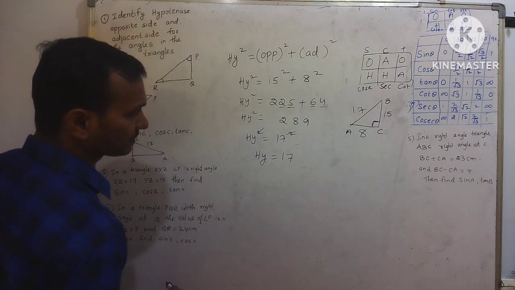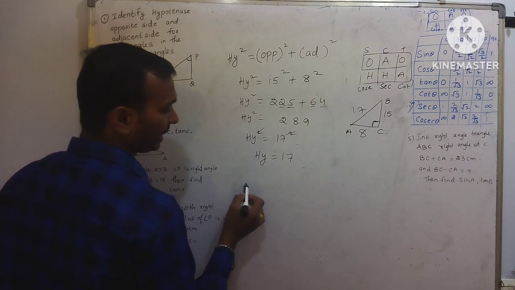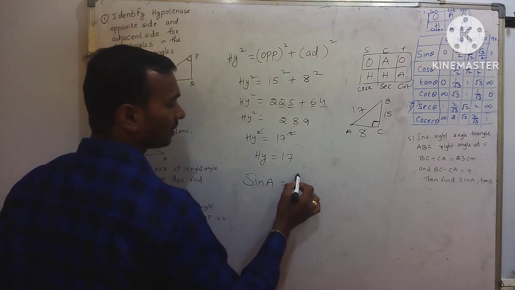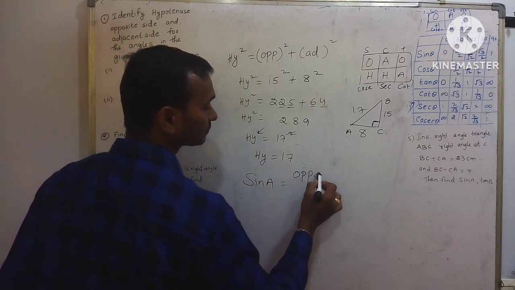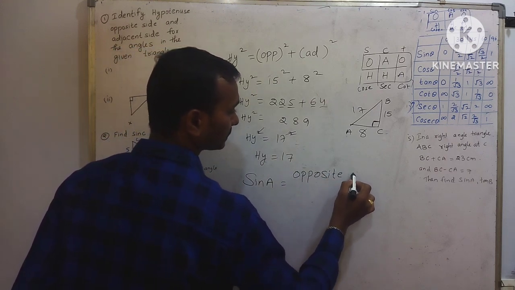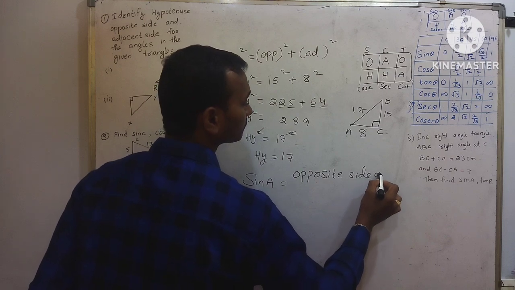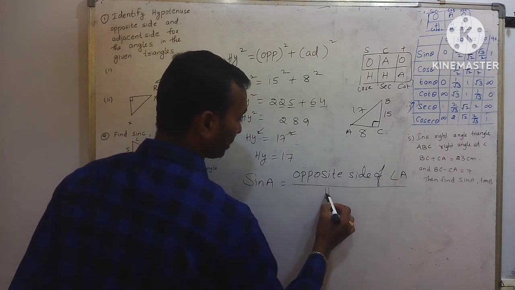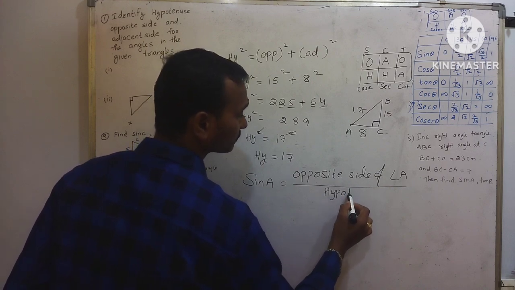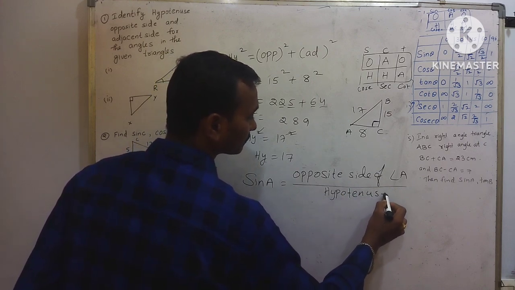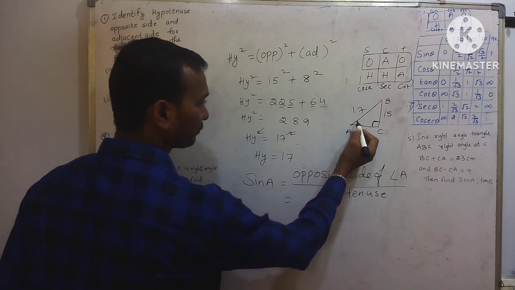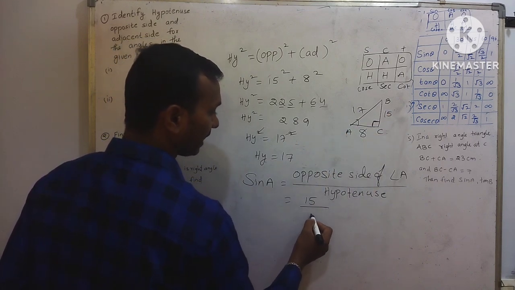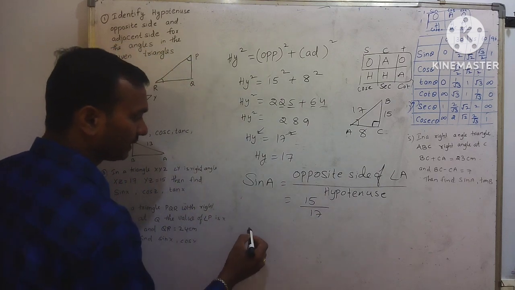After getting the hypotenuse, now we can write sin A, that is, the opposite side of angle A by hypotenuse. What is the opposite side of angle A? If you see from here, 15 is the opposite side. Hypotenuse will be 17. So sin A is 15 by 17.